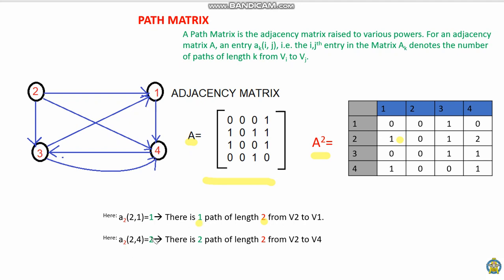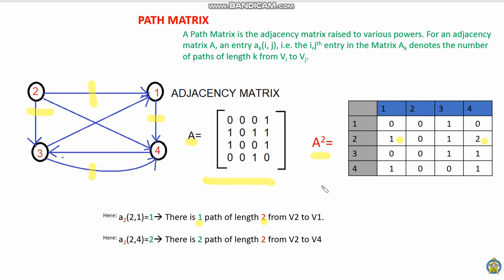Similarly, don't confuse the numbers. That's why I've given the colors. Look at the color where the numbers match. A24. So look at A24. This is 2, which means there are 2 paths of length 2 from V2 to V4. V2 to V4, there are 2 paths of length 2. So one is this, and the other one, this and this. So there are 2 paths. Of course, other paths are 1.